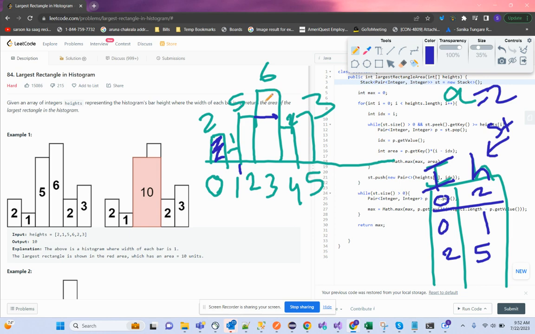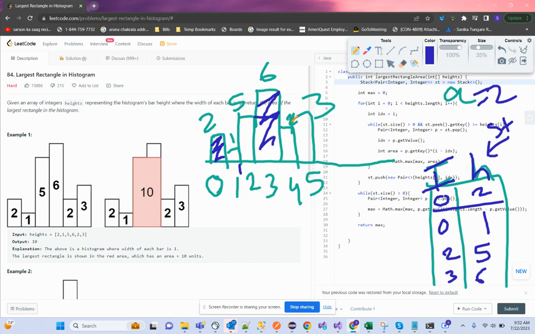Let's see the next. The next is 6, and 6 cannot be extendable backwards because we have 5 which is a smaller height, and it cannot be extendable ahead also. So 6 is at the index of 3. If you can see, this is just one height and just one width.